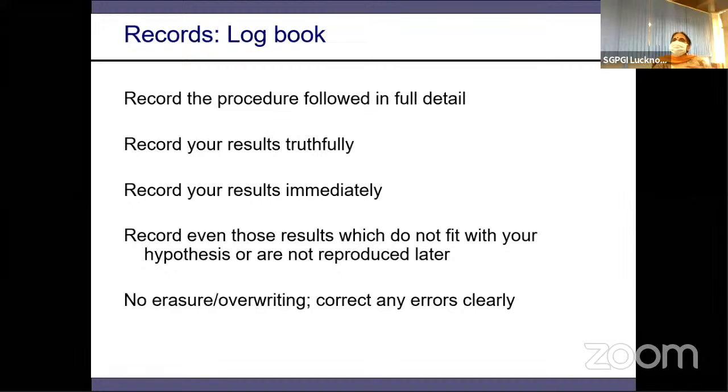What people do is put it on a scrap of paper. Okay, I'll go to the hostel and then I will put it in my logbook. It gets lost and then you can't retrieve it. So it should be recorded as soon as you have made the observation. Record even those results which do not fit with your hypothesis or are not reproduced later. If you want to cut out, we all can make mistakes. If you want to cut out anything, just put a line over it so that it can be read, what you had written before and what you have corrected.